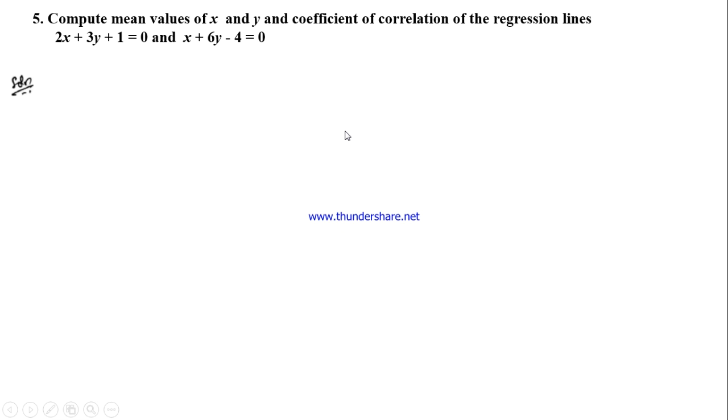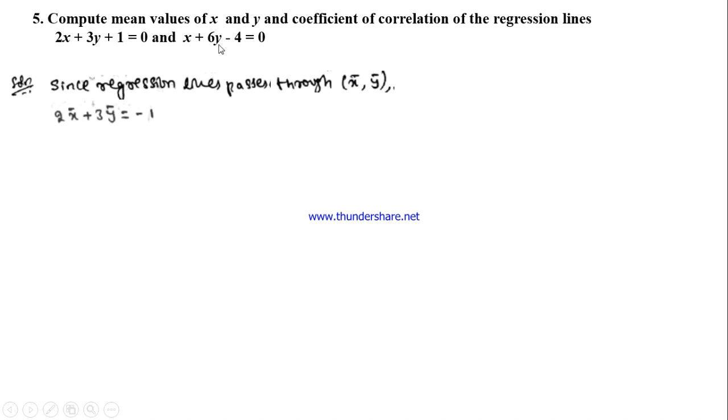Compute mean values of x and y and coefficient of correlation of the regression lines. This problem seems to be similar to the previous one, but let me have a look at this. Since regression lines pass through x bar comma y bar, we are expecting this x bar comma y bar satisfying these two equations. Let us replace x by x bar and y by y bar in these two equations and solve this simultaneous system to have x bar equal to -2 and y bar is equal to 1. First part of the question is done.